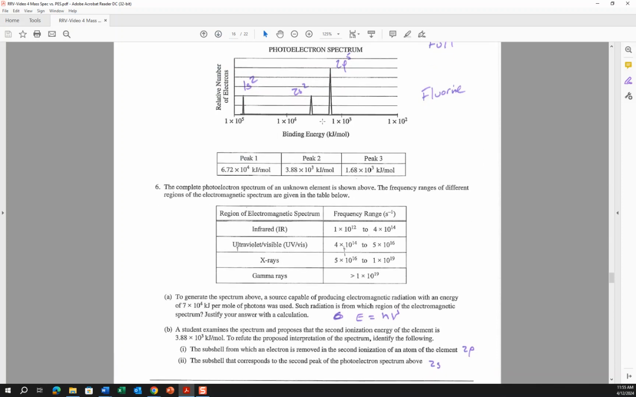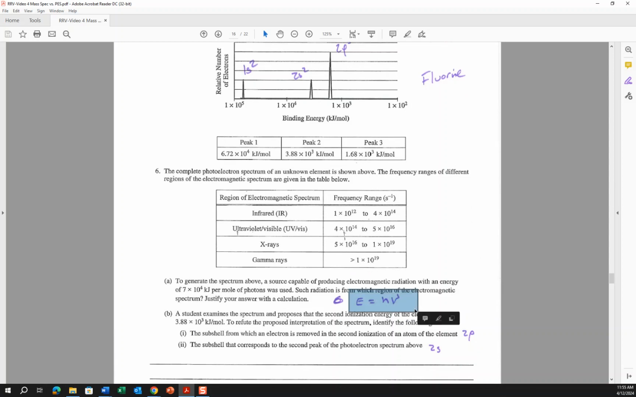But this leads into questions about light, so make sure you go back and review your light equations and that kind of thing. E equals h nu, c equals lambda nu. They're given to you on your formula sheet. Just understand that the energy that you plug into this equation has to be in joules, not kilojoules, because Planck's constant is joules times seconds, not kilojoules times seconds, so be careful with that.